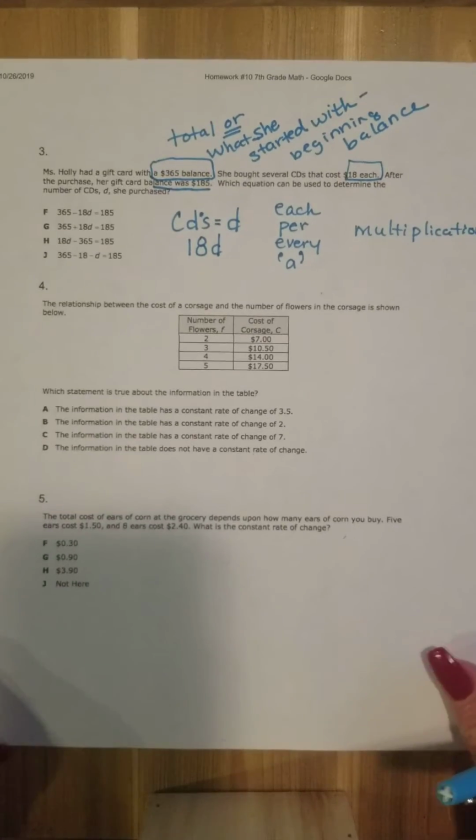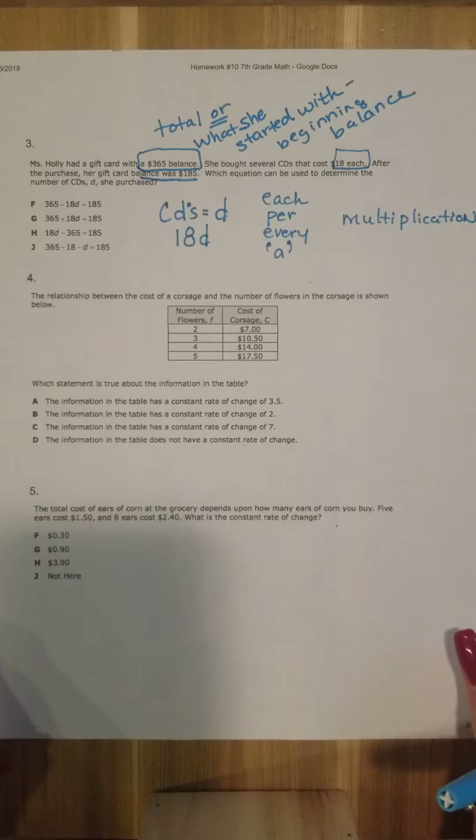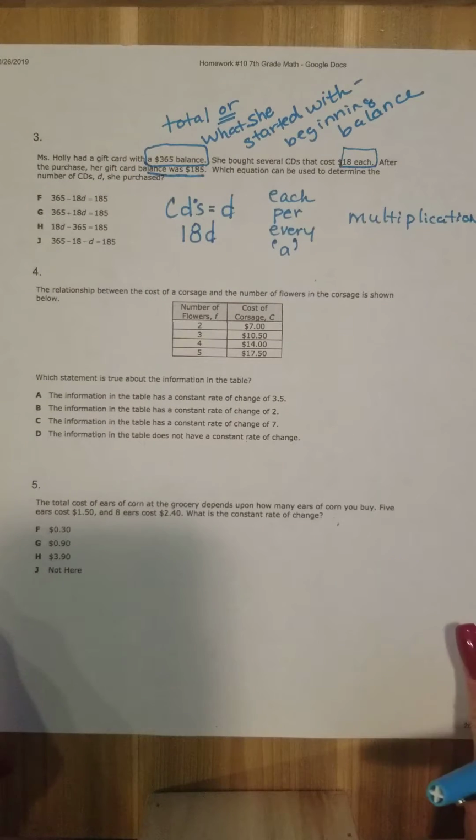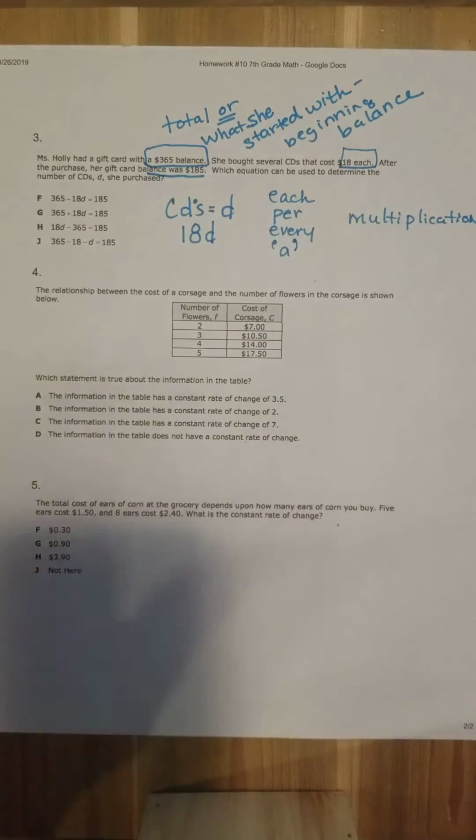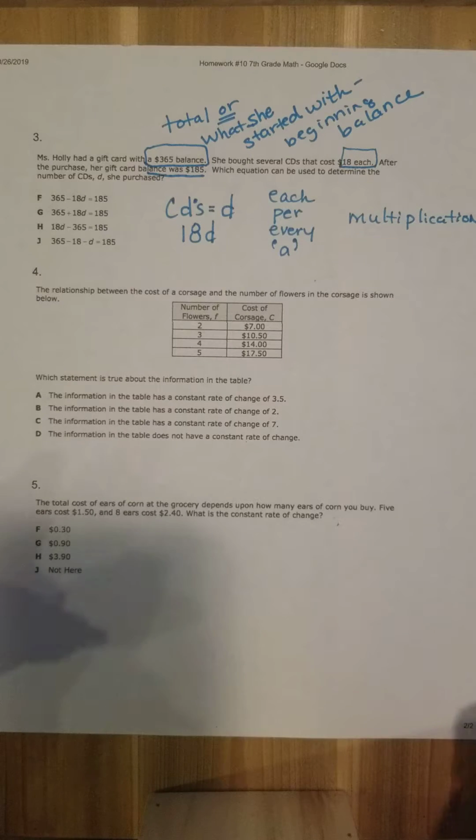Match it up, okay? Number 4, the relationship between the cost of a corsage and the number of flowers in the corsage is shown below. Which statement is true about the information in the table? Okay, so first thing you have to understand is when we look at this, they don't always label it X and Y. So we have to look at it, and like we've talked about in class, I have to decide which is my X value, which is my Y value.